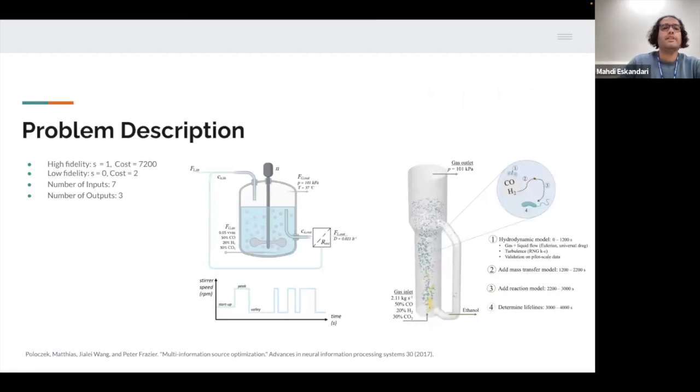Okay, in terms of describing the problem, we have a high fidelity one that we are going to label as S equals 1 with the cost of 7,200, and also we have a low fidelity one that we label as S equals 0 with the cost of 2. These two numbers are simply the amount of time that it takes for each one to run: 2 minutes and 5 days. And we have 7 inputs, as I mentioned, and 3 outputs.